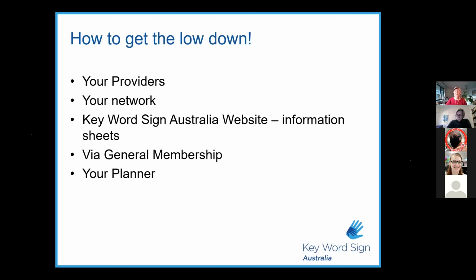Talk to your network, see what sorts of things they've accessed and what's been useful, and what their experiences have been working with planners. Go to that Keyword Sign Australia website and get access to the information sheets. They'll be there soon, within a month. Have a look at the general membership and talk to your planner, because hopefully the ideas are changing, and rather than the planner being the gatekeeper, they are seeing themselves more as a support for participants to get what they need in their plan to be able to achieve their outcomes.